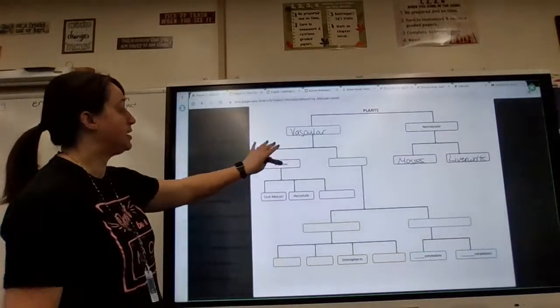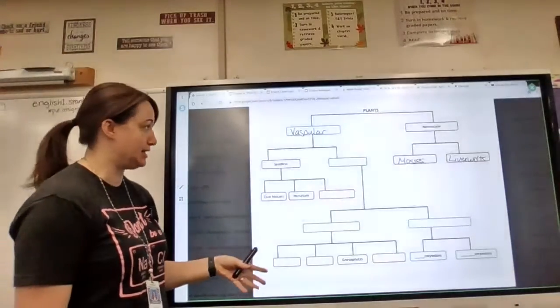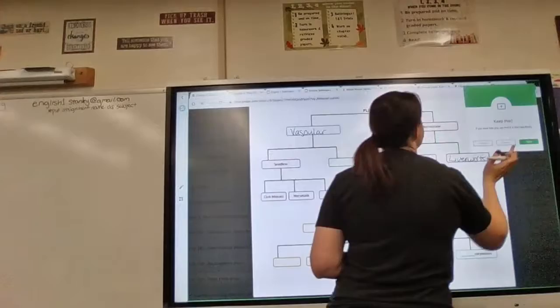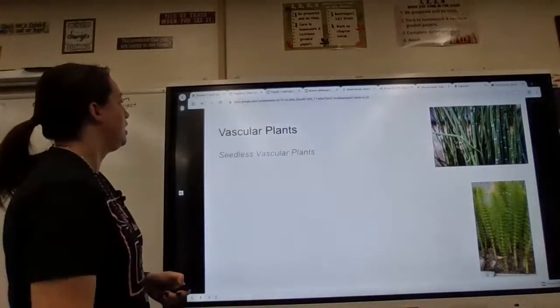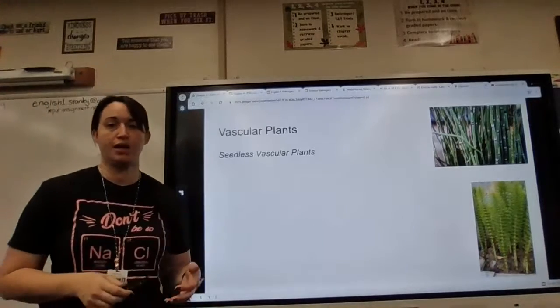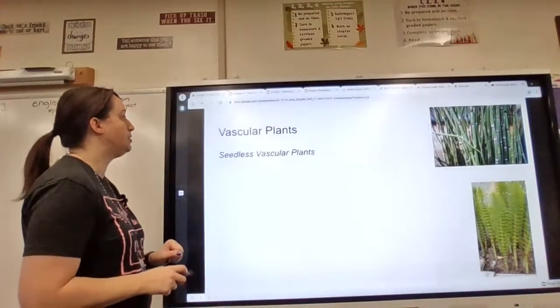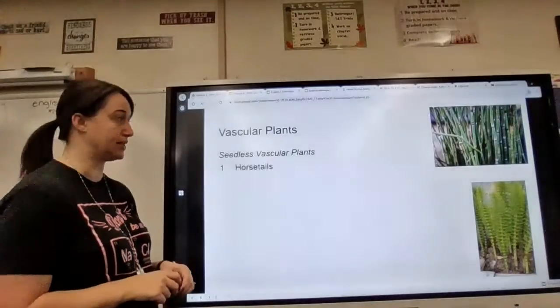So now you write vascular plants, and we're going to start by talking about seedless vascular plants. That is another type of classification for plants, because plants are also described by whether or not they bear seeds. Not all plants do. So the seedless vascular plants, the first one we're going to talk about are horsetails.